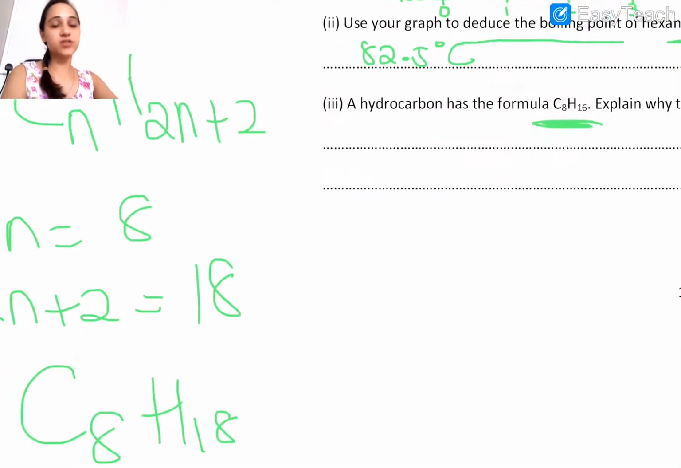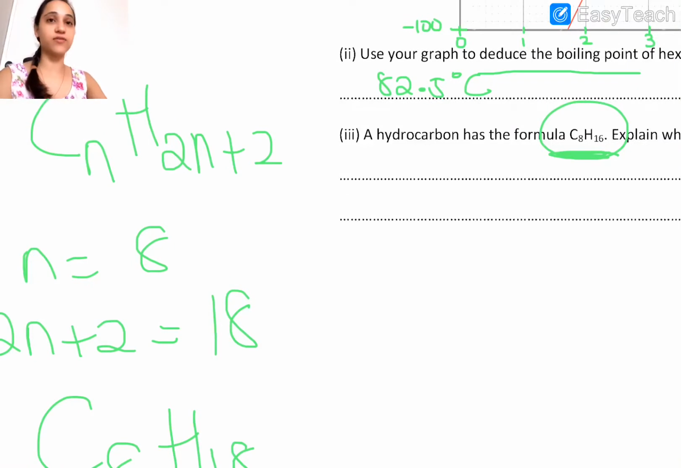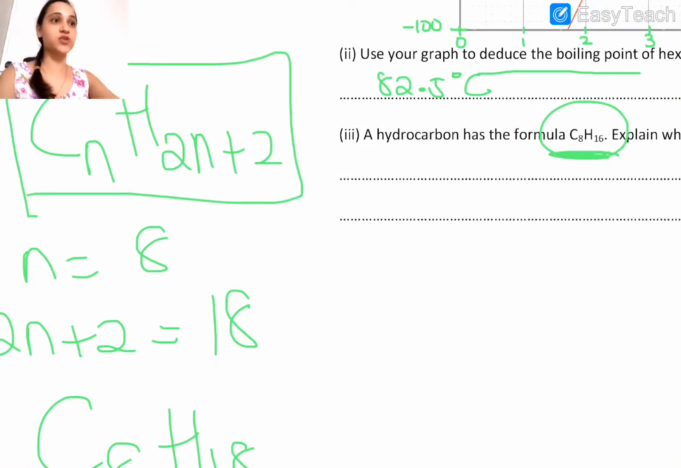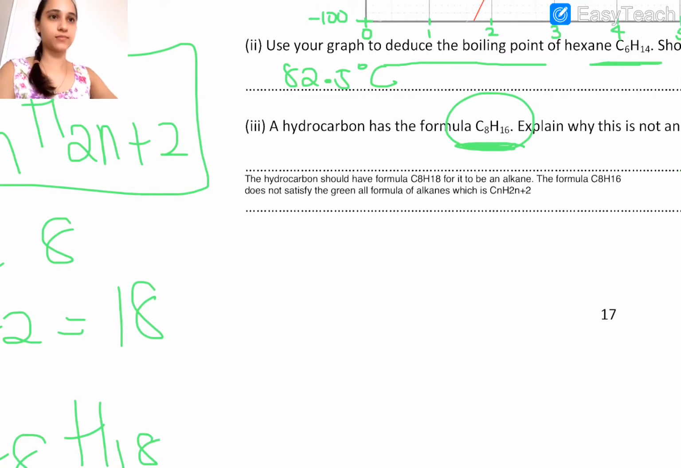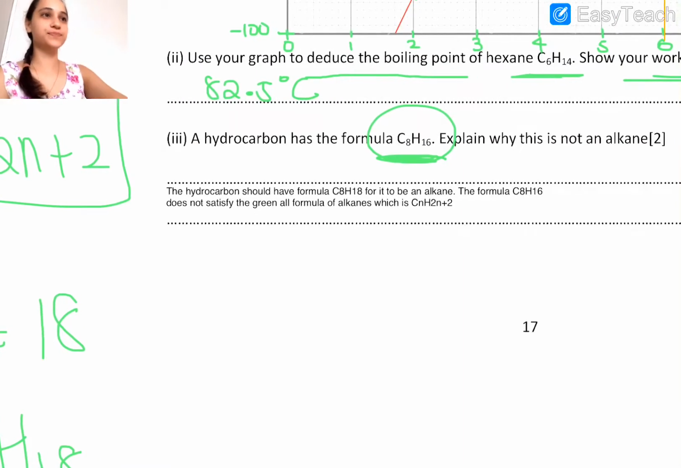So why is it not an alkane? Because the formula of the hydrocarbon does not match the general formula of an alkane, which is CnH2n+2. So it should have been C8H18 for it to be an alkane. Okay? So that's the answer for that question. Make sure that you write the numbers in subscript. Okay? So that's the answer.